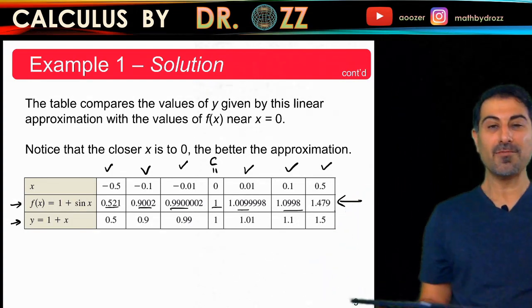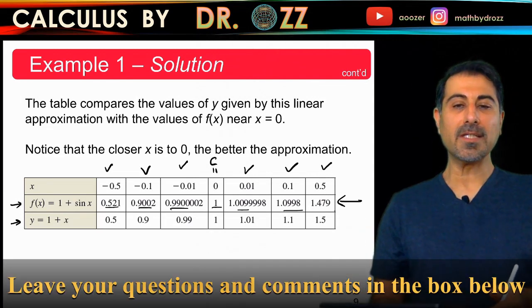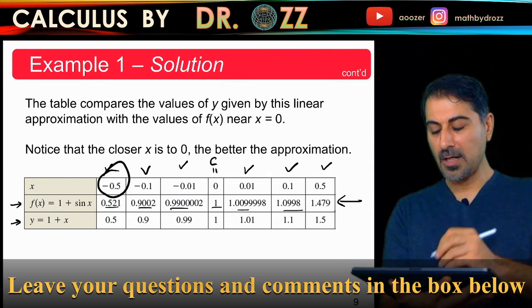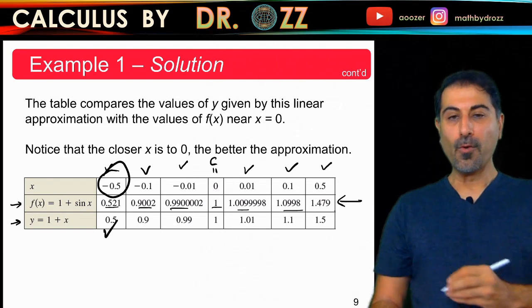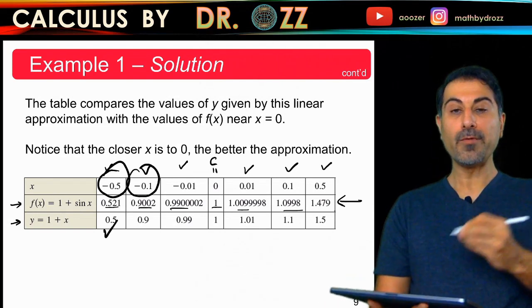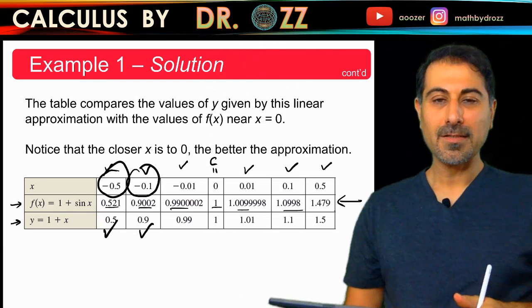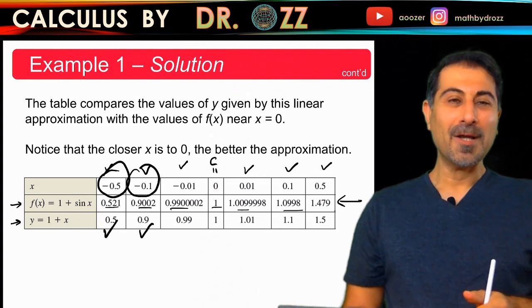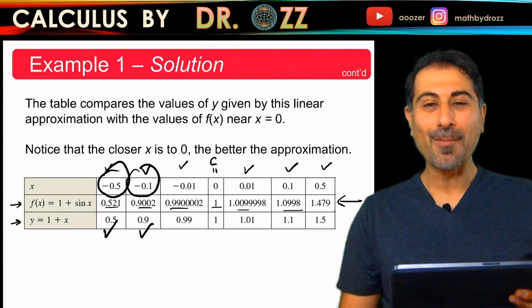But for the last row, you don't even need a calculator, because all you're doing is looking at 1 plus the point that you consider. For example, for this point here, 1 plus negative 0.5 is going to take you to 0.5. 1 plus negative 0.1 is going to take you to 0.9. As you see, you don't need a calculator to evaluate y at the given sample points. That's the strength of the tangent line approximation.